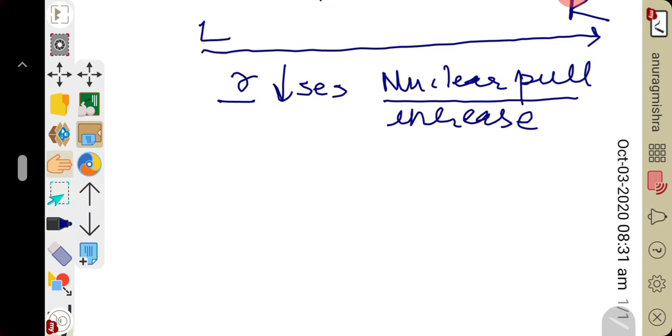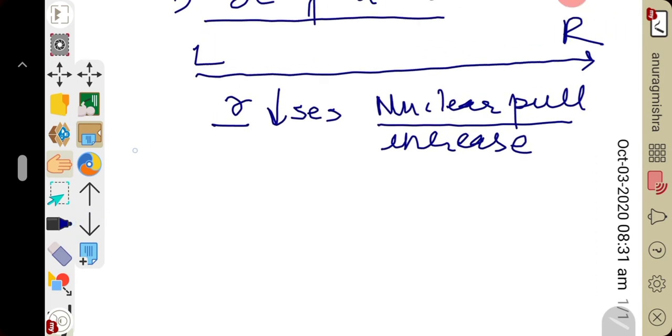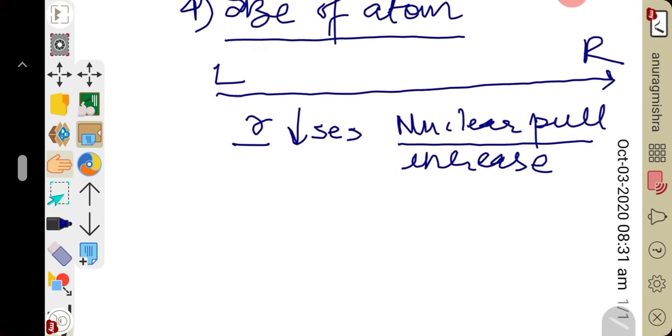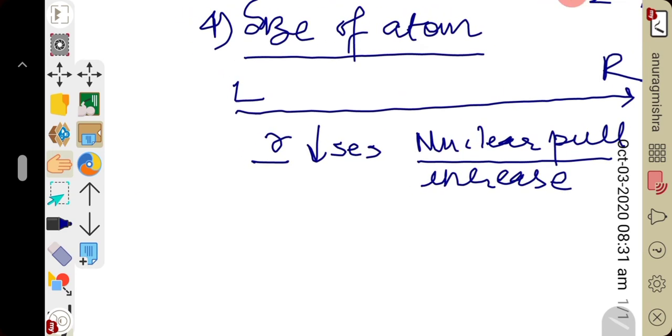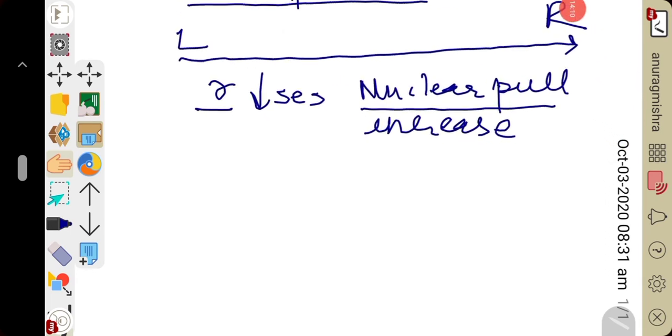Now come to properties of element. Fifth is properties of element. If we talk about properties of an element, we all know it is dependent on the number of electrons present in the outermost cell.